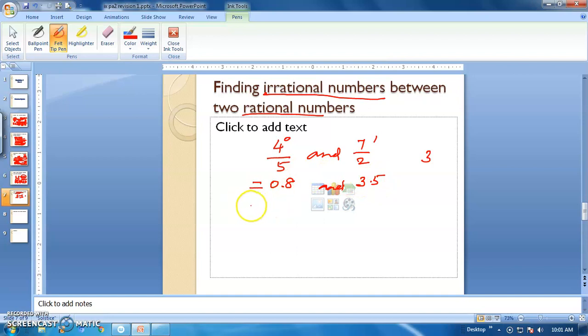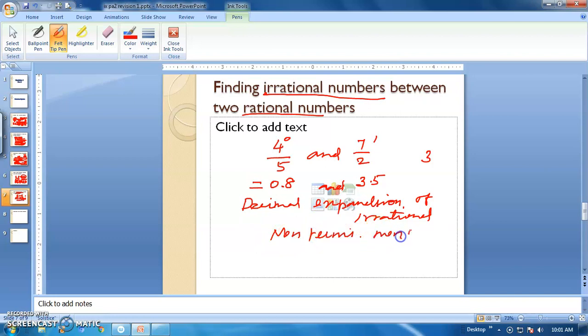Okay. So what about the decimal expansion of an irrational number? The decimal expansion of an irrational number is nothing but non-terminating and non-recurring. So according to that, we can write the numbers. Which one is the minimum number? 0.8. Which one is the maximum number? 3.5. So between these, we can write any other number.